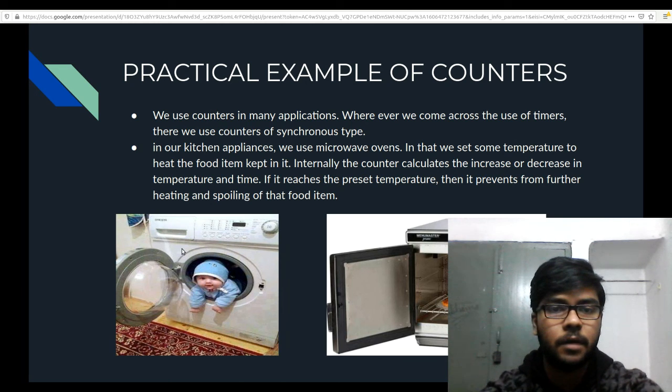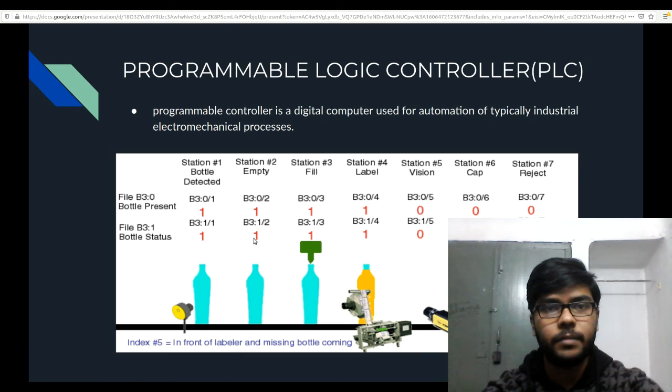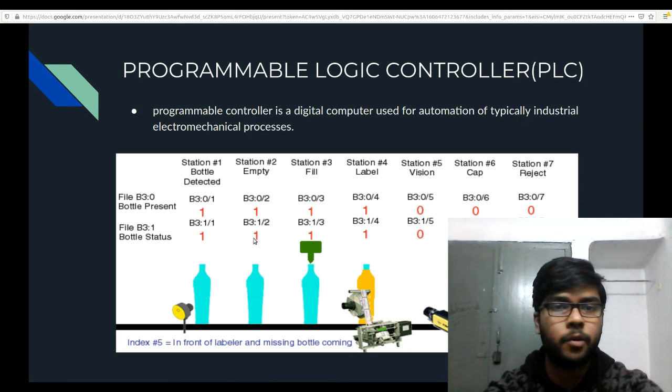Apart from them, we use counters in washing machines and more. In programmable logic controllers, we use digital counters. A programmable logic controller is a digital computer used for automation of typically industrial electromechanical processes. So we use a digital counter there also.